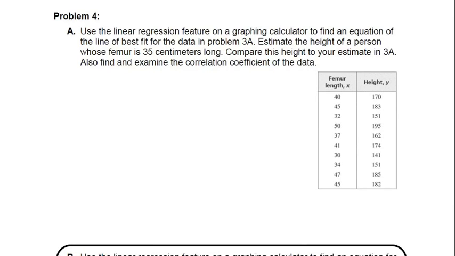Alright, this is chapter 1.6, problem 4. It says use the linear regression feature on a graphing calculator to find an equation of the line of best fit for the data in problem 3a. Then estimate the height of a person whose femur is 35 centimeters long.